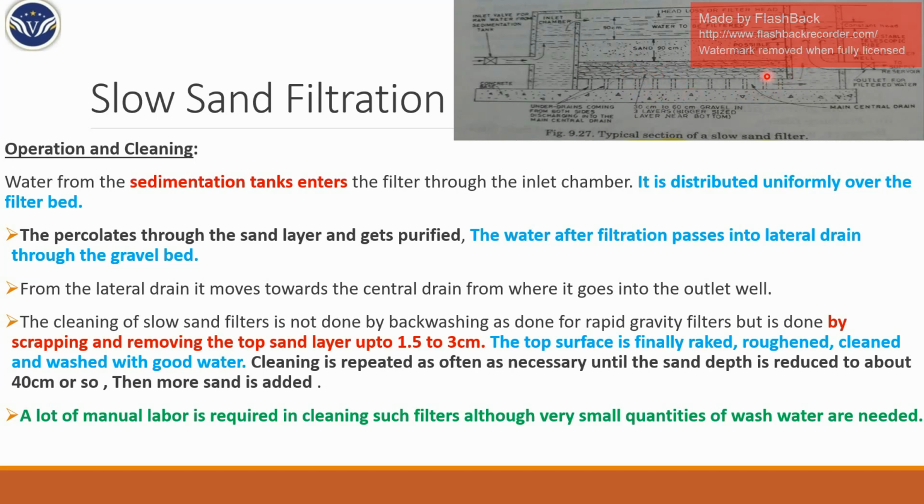As for cleaning, the lateral drain doesn't support any backwash, so manual cleaning is involved in a slow sand filter. It's very tedious. We need to scrape it and remove it layer by layer, 1.5 to 3 centimeters. You need to wash it and clean it with good water, until the depth of the sand reduces to 40 mm or so. Again, you then need to add more sand.